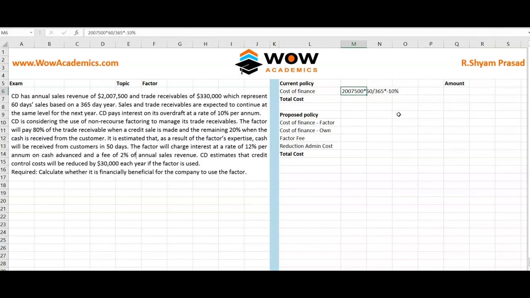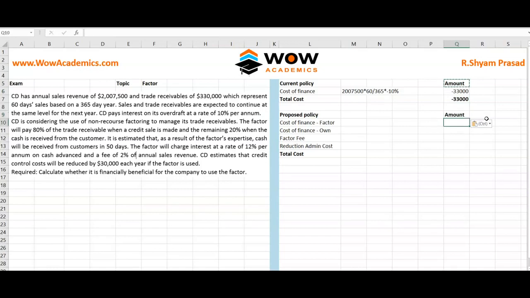There are no other numbers for the current policy. So we can directly take that and solve it. So we got 33,000 negative. So what is the total? The total cost of the existing finance is 33,000. So we'll move on to the proposed cost.